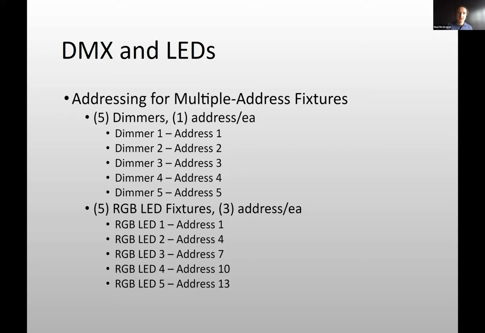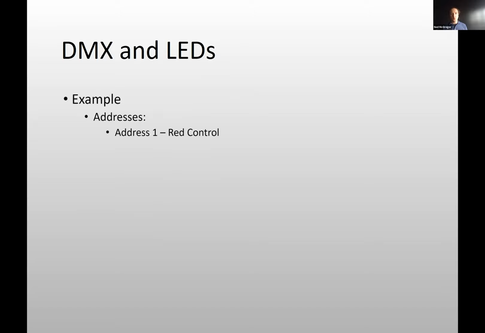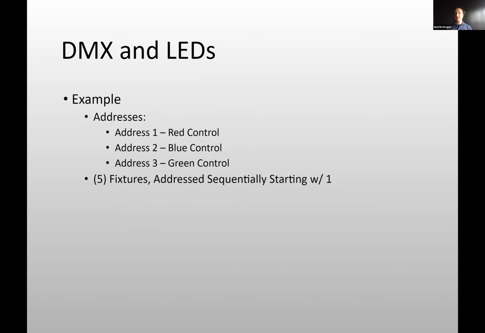All right, so here's an example. Address one is red control, address two is blue control, address three is green control. So it's that same RGB PAR that we're thinking about. And let's say I have five fixtures that are addressed sequentially. Because when I address, I manually set all of these parameters, right? So I could say fixture one, your address one, fixture two, your address 10. And I do that a lot, especially if I don't know something about the light, if I just want to give it room. But then it could only have addresses 1, 2, 3 in it, and then addresses 4 through 9 are open and not useful. So when I say something is addressed sequentially, I mean there are no gaps between the fixtures.